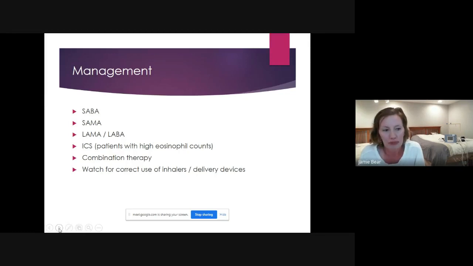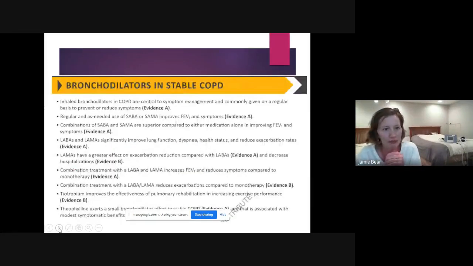And then watch for and educate on correct use of inhalers and delivery devices. I sent you guys last week the medication update, and it had all of the different medications and the delivery devices. Look over those just so you can familiarize yourself with some of the trade names for these drugs. And then the delivery devices, of course, they wanted to all get their share of the market. So each drug comes with its own specific delivery device, and that can be confusing. And we'll show you an example of how they might test you on that coming up.